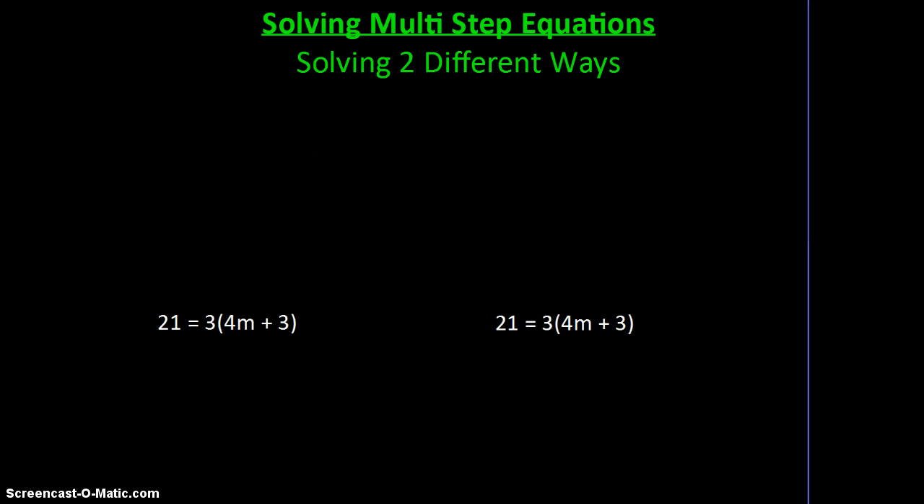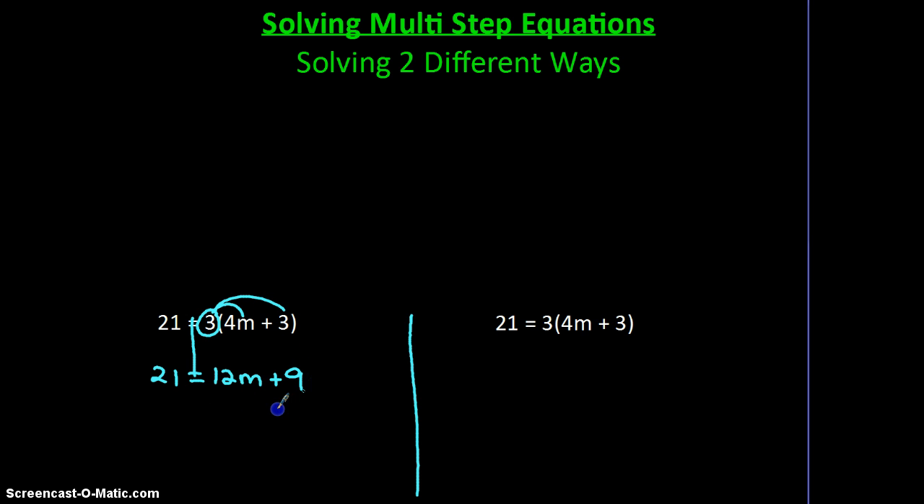So here we go, last example. Both problems, I'm going to do them 2 different ways. The first way is the one that we already know, the distributive property. So first I'm going to distribute this 3 to the 4m and the positive 3. I'm just going to drop down the 21, and then 3 times 4m is 12m, and then 3 times 3 is a positive 9.